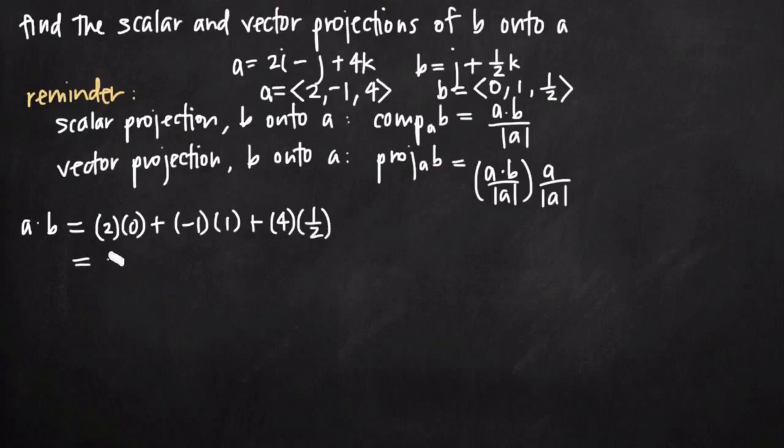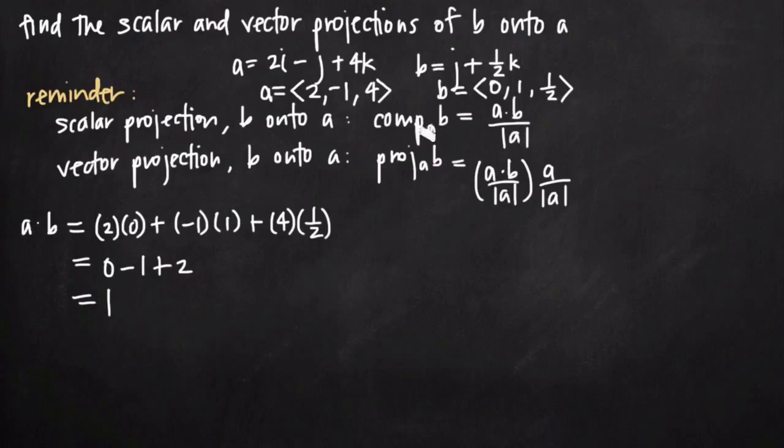If we simplify, we get 0 minus 1 plus 4 divided by 2, or 4 times 1/2 is just 2. That's going to give us -1 plus 2 is a +1. So our dot product is equal to +1. That's going to be the dot product of a and b.